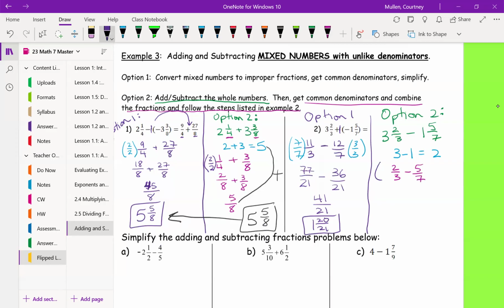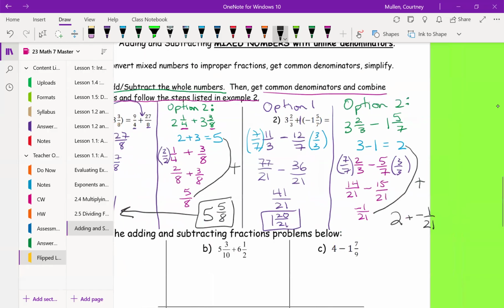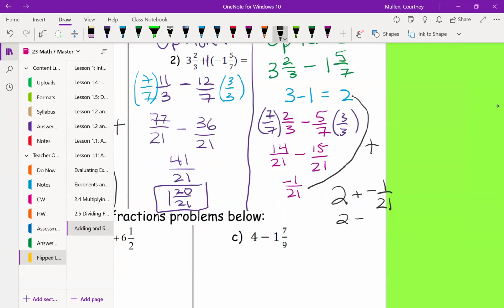Again, we'll get those common denominators and we'll simplify. So 7 times 2 is 14. 7 times 3 is 21. 5 times 3 is 15. 14 minus 15 is negative 1/21. So now what we have here is 2 plus negative 1/21. Well, that's not much of an answer, is it? So this is really saying 2 minus 1/21, 2 wholes minus 1/21.